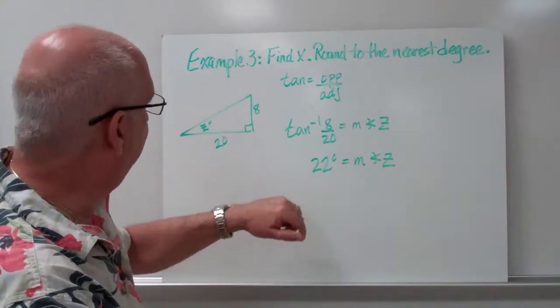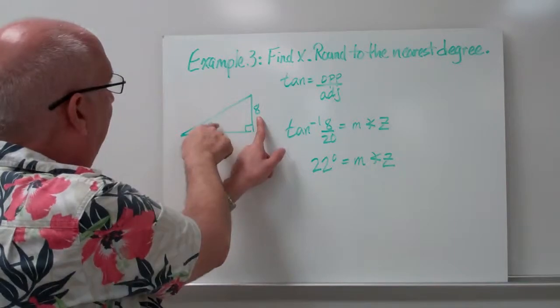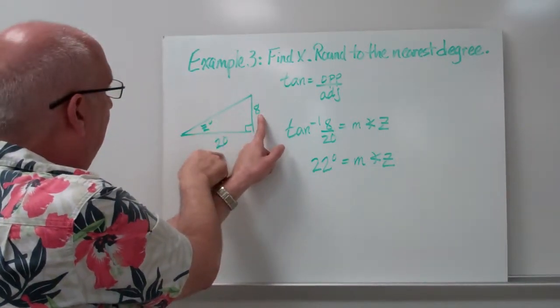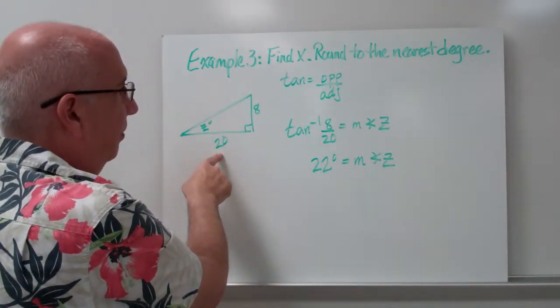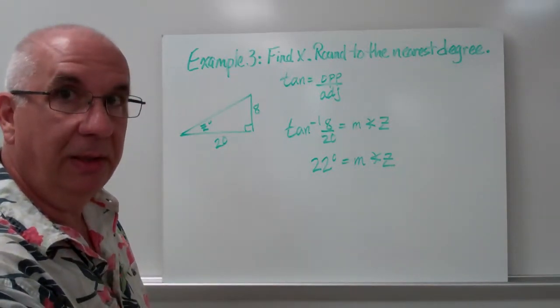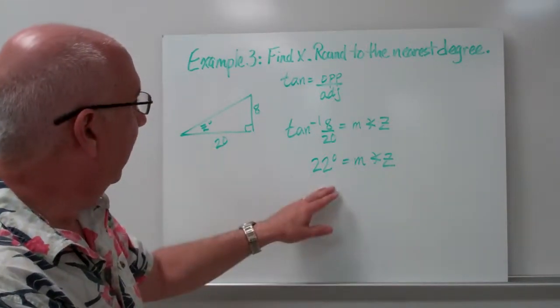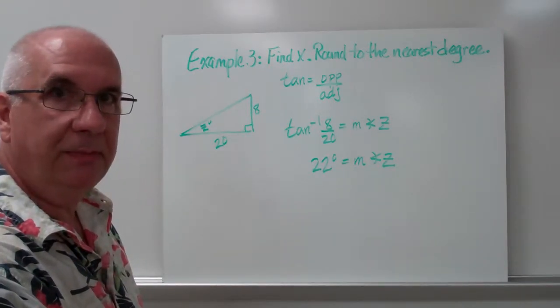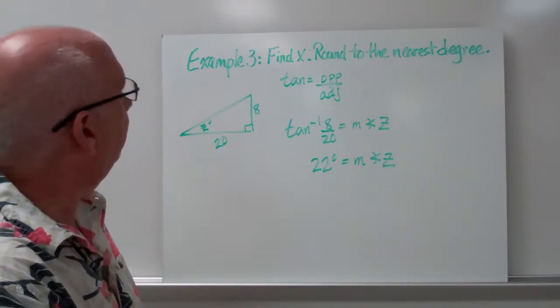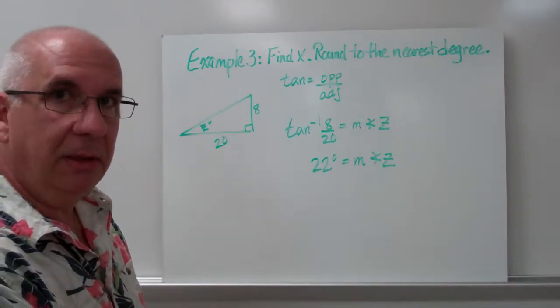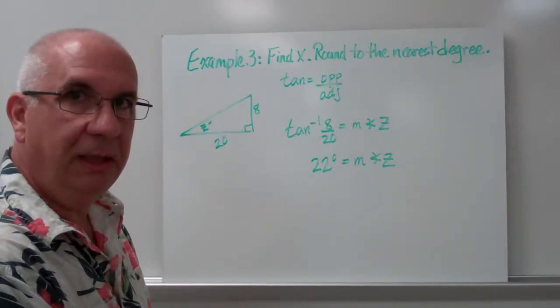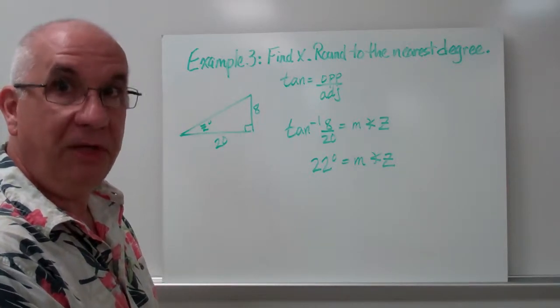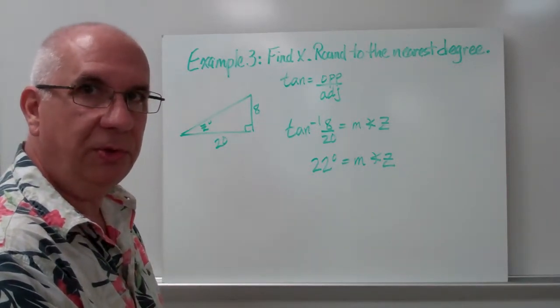So the inverse tangent is equal to the opposite side, that's the 8, over the adjacent side, 20. We enter that into the calculator, press enter, and we find out that the measure of angle Z is 22 degrees. Remember, if you're looking for lengths, you use the regular trig functions. If you're looking for angle measures, you use the inverse trig functions.